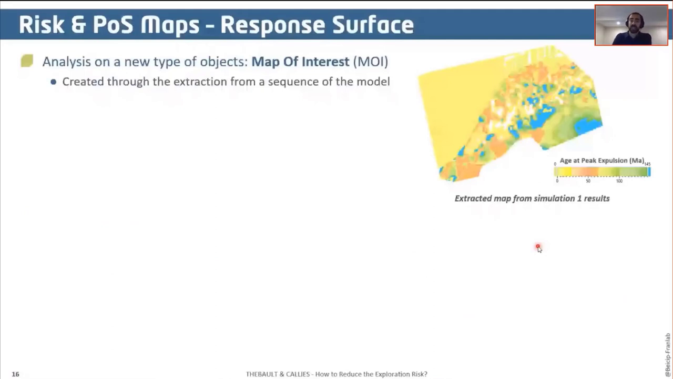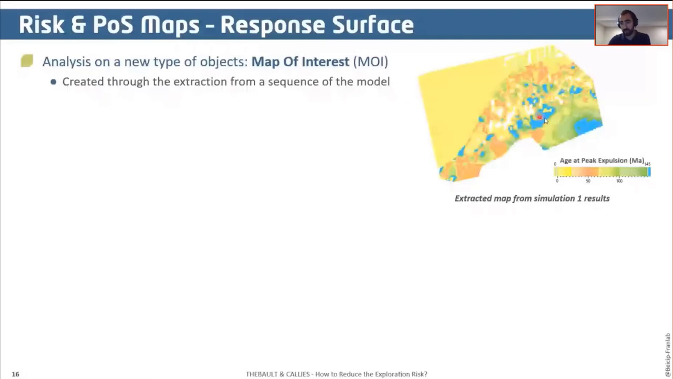So as I said, we analyze a new type of object. It's no longer a scalar or pseudo-well, but it's a map of interest. So we extract it in the model. For example, here we have extracted the age at peak expulsion from a given source rock in the model. So a deep source rock in the model where we have computed the age of expulsion, which corresponds to the transformation ratio at 50%.